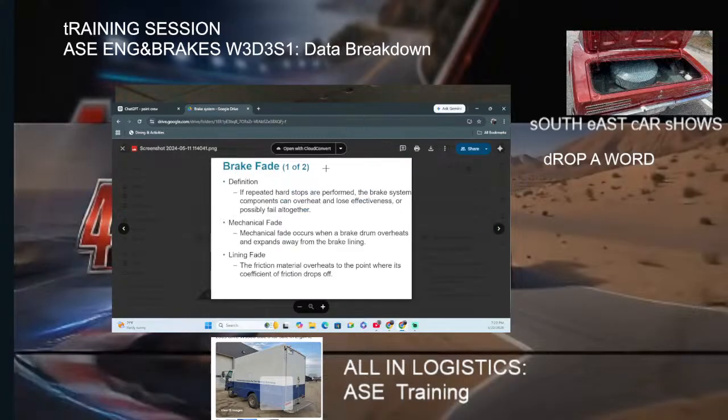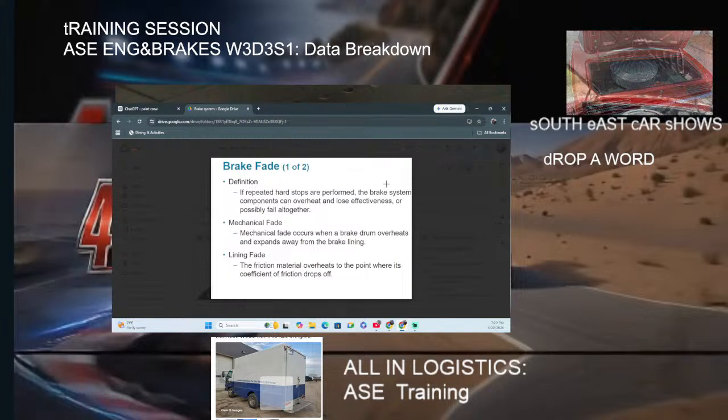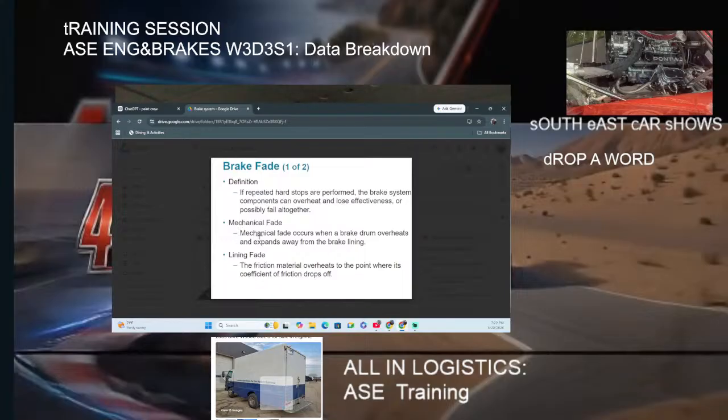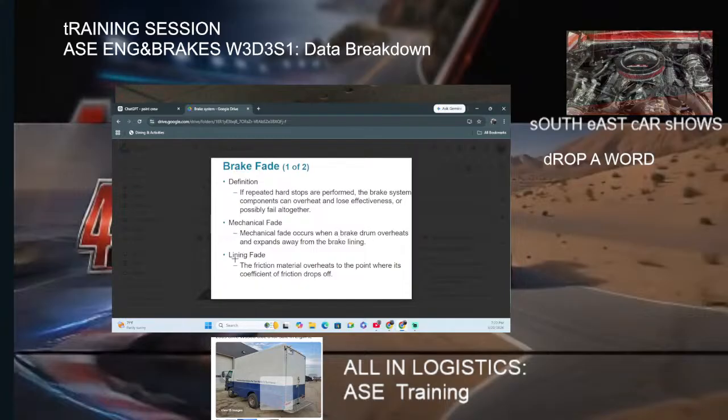Brake fade, one of them. Definition: if repeated hard stops are performed, the brake system components can overheat and lose effectiveness, or possibly fail altogether. Mechanical fade. Mechanical fade occurs when a brake drum overheats and expands away from the brake lining.